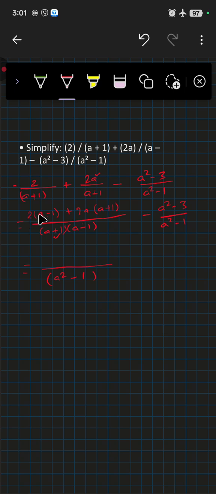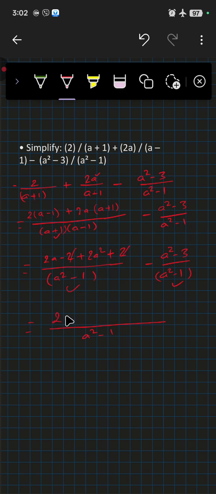On the other side, on the top, 2 into a, 2a minus 2. 1 is 2. 2a into a gives us 2a square plus 2. 1 is 2 minus a square minus 3 by a square minus 1. Now here we see the LCM is going to be the same as the denominator, because both the denominators are like. So it is a square minus 1 as the LCM, and this 2 and this 2 can be reduced.